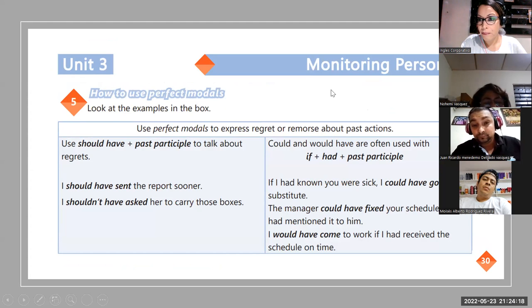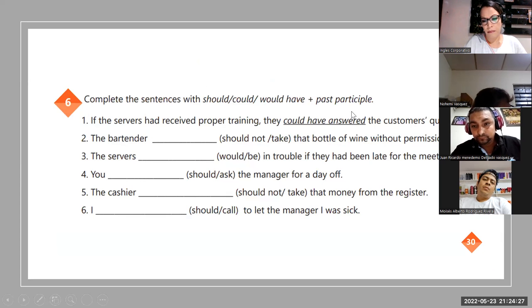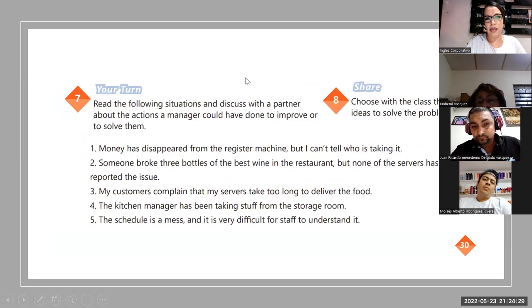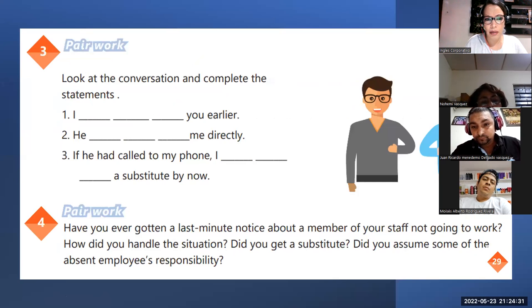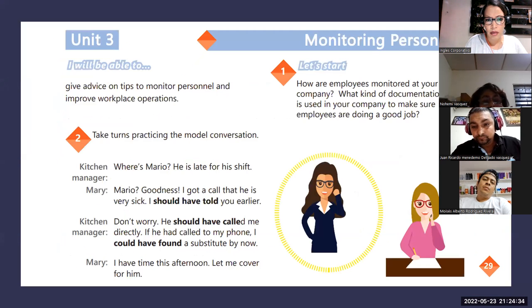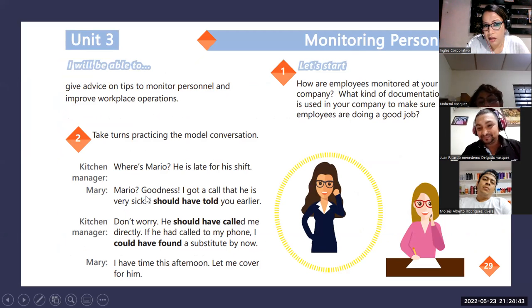Teacher, I have a question about an expression. Goodness, what is the meaning of goodness? Is that in the previous slide or in the conversation? Conversation. Which one? Goodness. Goodness. Yes. Es como decir Dios mío. Ah, okay.